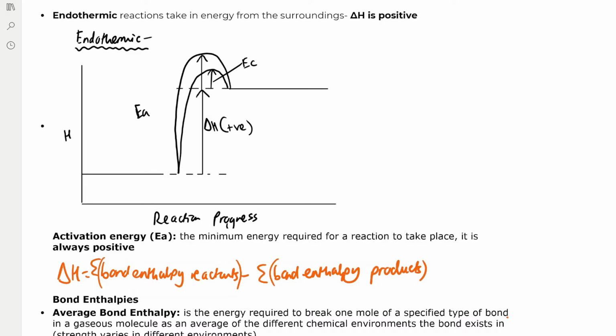So you can see that in this enthalpy profile diagram, the enthalpy increases from the reactants to the products as energy is taken in from the surroundings, and it has a very large activation energy because the activation energy is the enthalpy change and it goes above that as well. You can see I've also drawn EC, which is the enthalpy change with a catalyst. So you can see how a catalyst actually decreases activation energy. Activation energy is defined as the minimum energy required for a reaction to take place. And it's important to know that it's always positive.